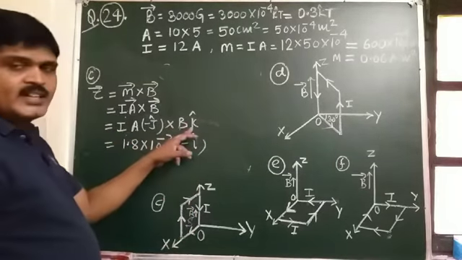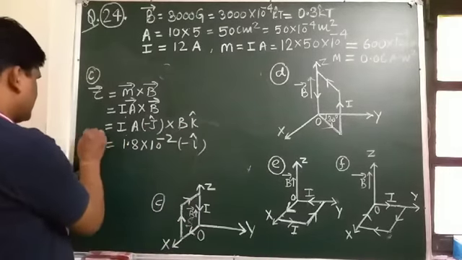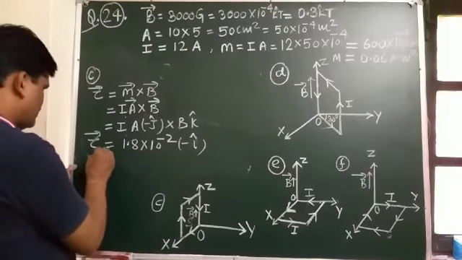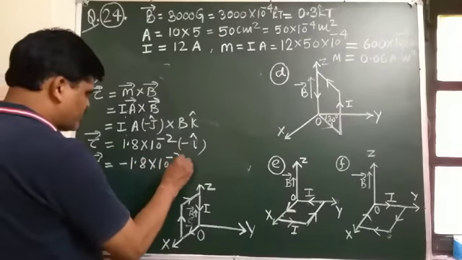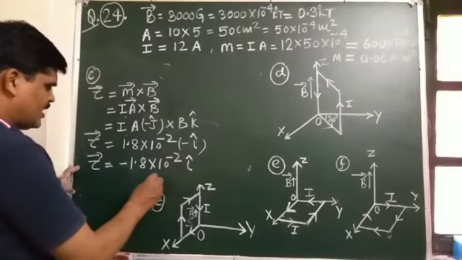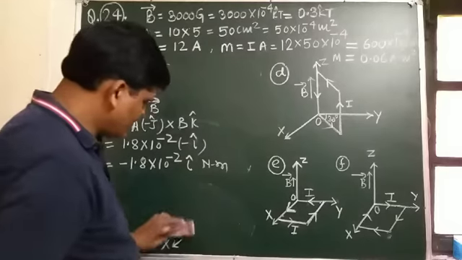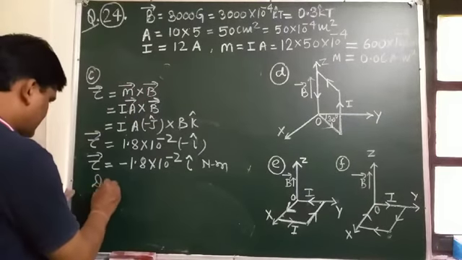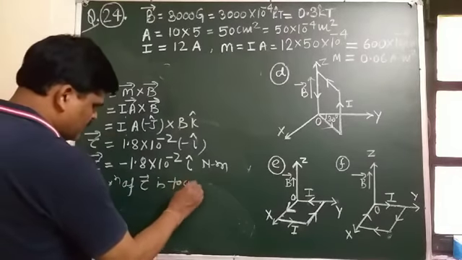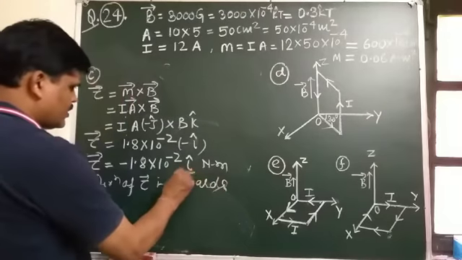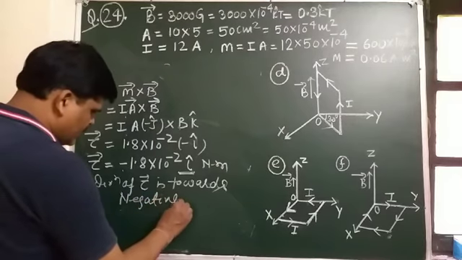J cross K, that is what? Positive I cap, but here negative, so torque in this case, tau, is equal to what? Tau comes out to be minus 1.8 into 10 to the power minus 2 unit vector I, and the unit is Newton meter. So student, in this case, the direction of torque is towards negative x-axis.